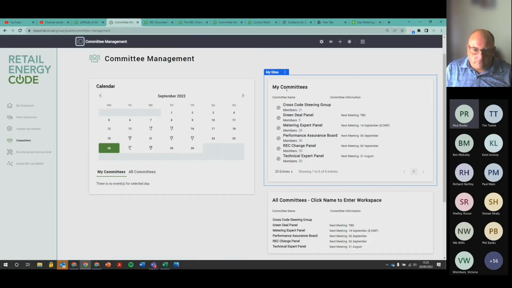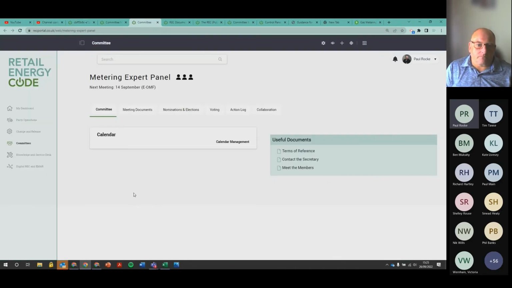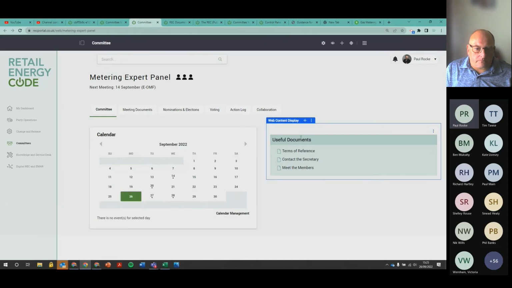Once you're into this committees link here, you'll see this committee management page, and you won't see anything here if you're not a member of a committee, but here you'll see a list of all the committees that exist. You can click onto the metering expert panel link here, and it will bring up the metering expert panel dashboard. In here you can go into these useful documents and this meet the members tab here.